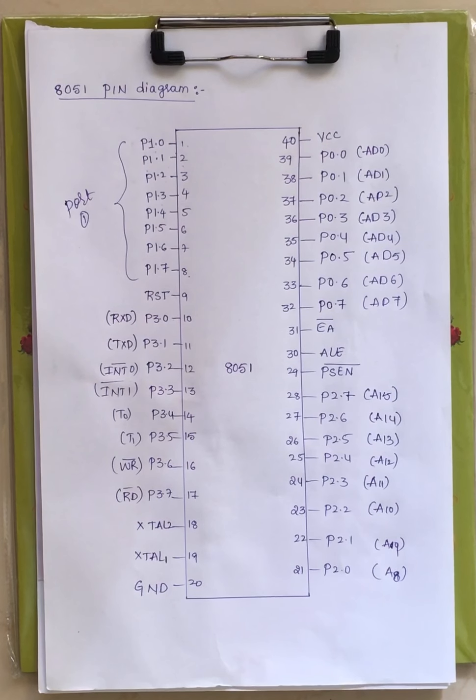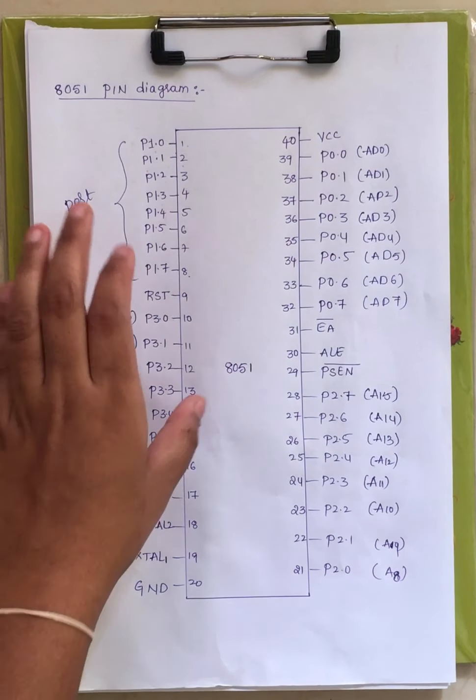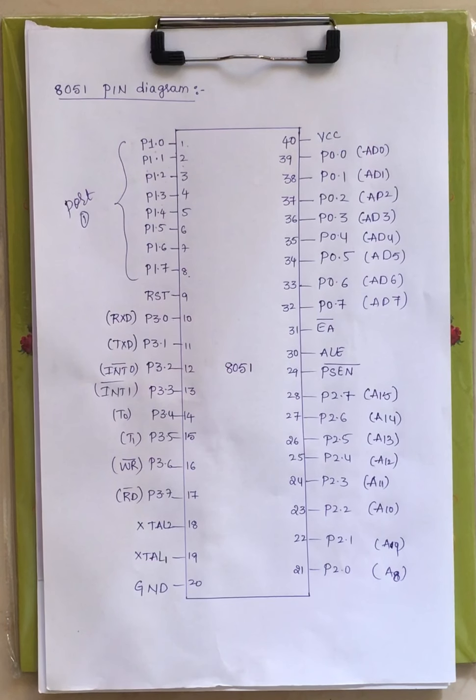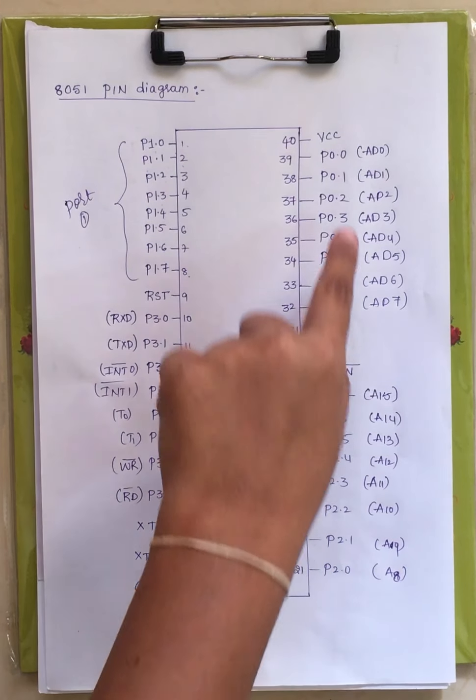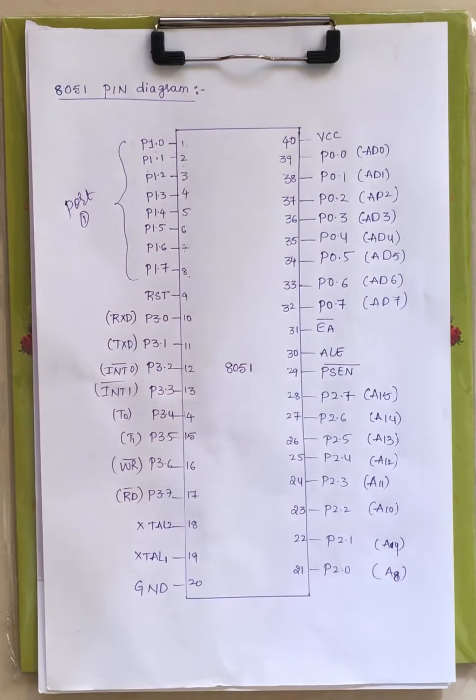Now these port 1 pins do not serve any special function. Port 3 has some special functions, port 2 has some special functions, and port 0 also has some special functions. Port 1 doesn't serve any other function. It is a bidirectional IO port. What is meant by a bidirectional IO port? Through this port either you can give the input or you can collect the output. Not only port 1, but port 0, port 2 and port 3, all 4 ports are bidirectional.